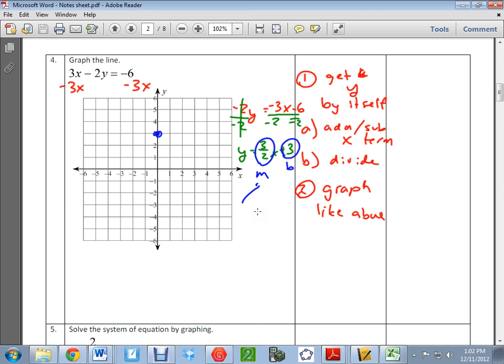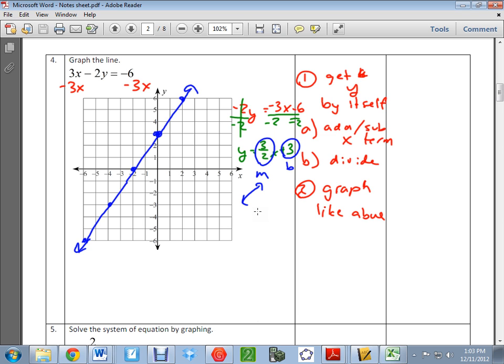positive 3 halves. It means it's going to go up in that direction. 1, 2, 3 over 1, 2. I could have also gone down 3 and to the left 2, down 3 and to the left 2, down 3 and to the left 2, and these would be all my points. We'll then graph that in, and here's the graph of the equation 3x minus 2y equals negative 6.